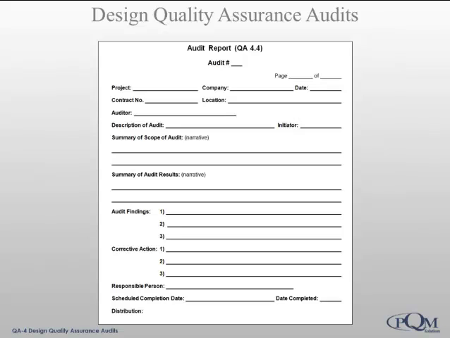This exhibit is an example of an audit report. This report includes the description of the audit, the scope and results of the audit, and also the detailed list of the audit's findings and corrective actions taken.